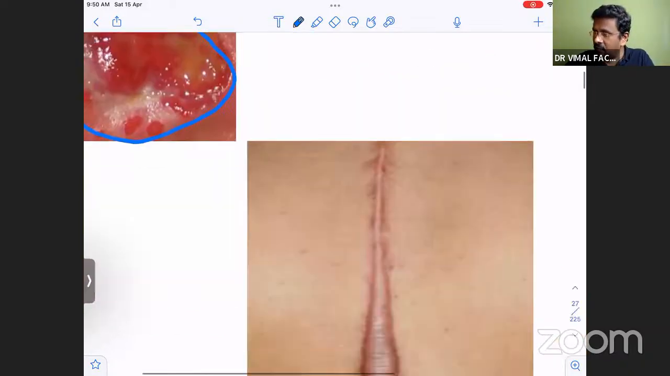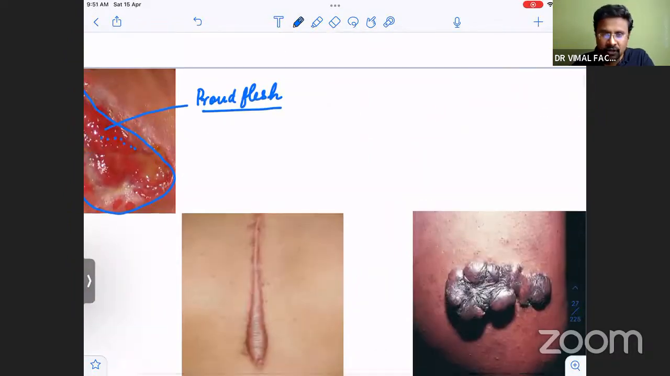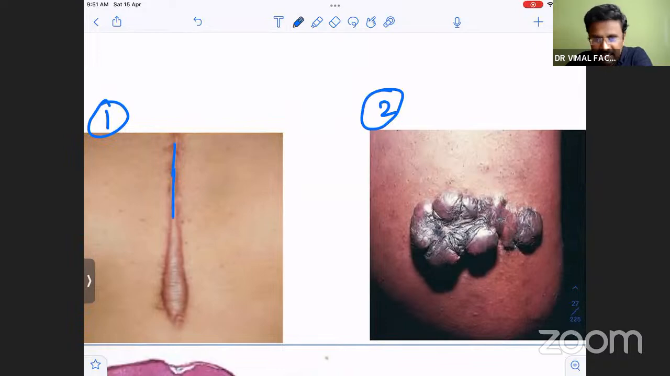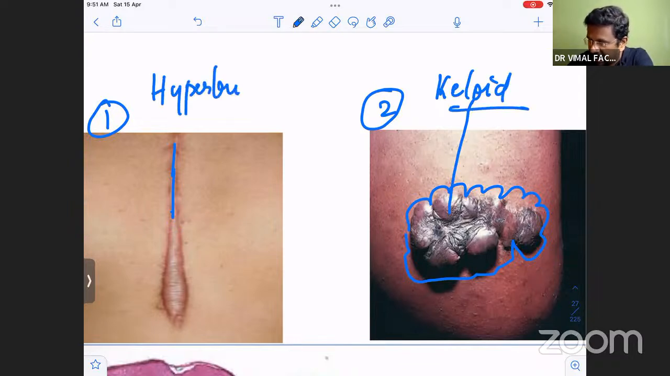Okay. Now coming back to these two complications, all of us are very well aware of these two complications. Which is keloid here? Out of this, which is keloid? One scar is growing along the margins, just raised. But here the scar is going above the margins and it is irregular in shape, and this is the keloid. And this is the hypertrophic scar.